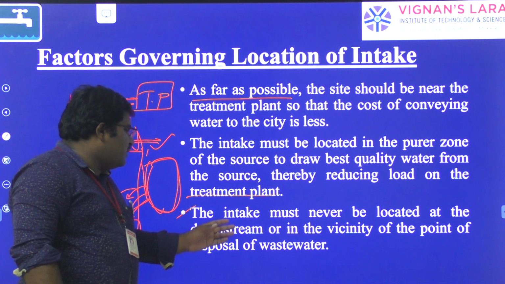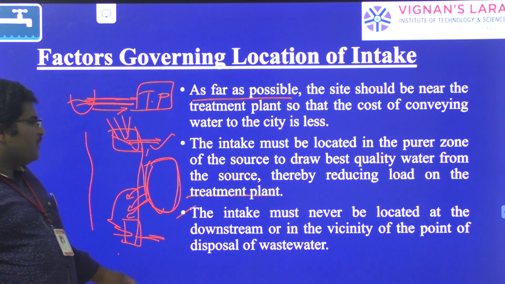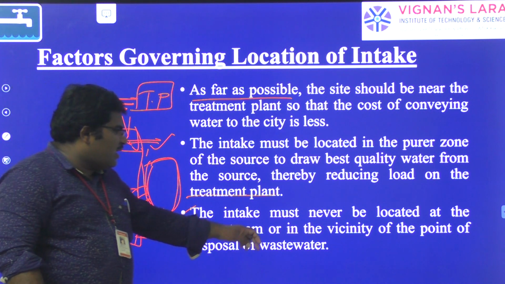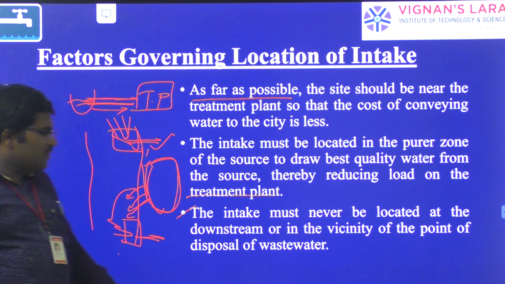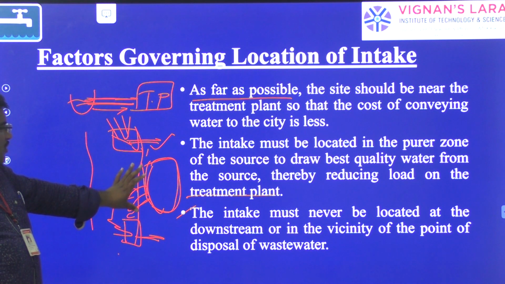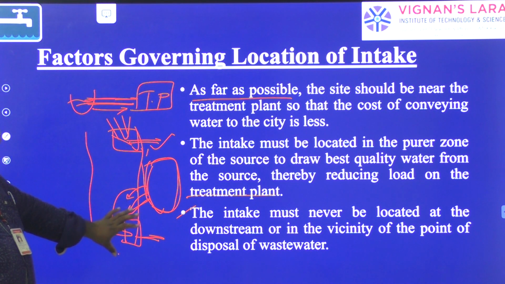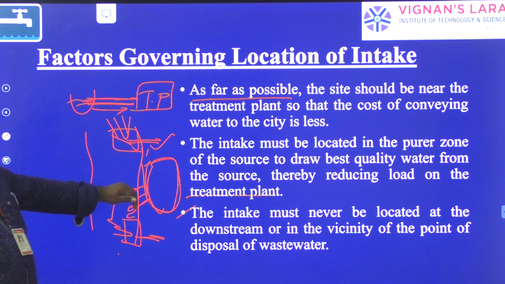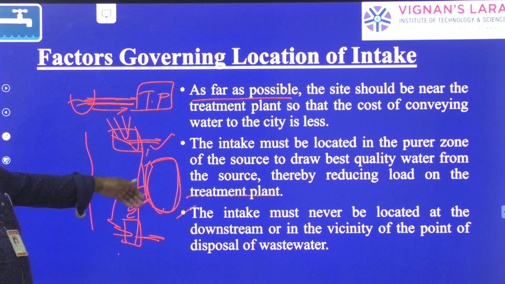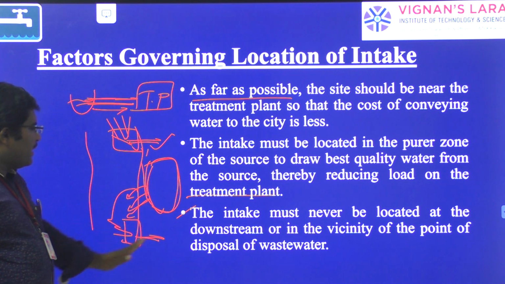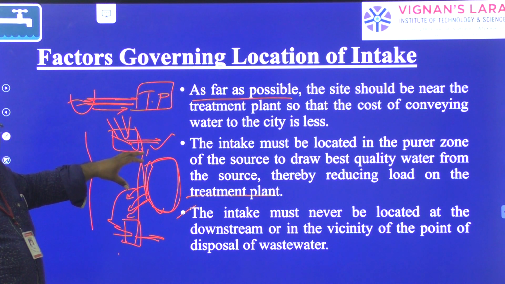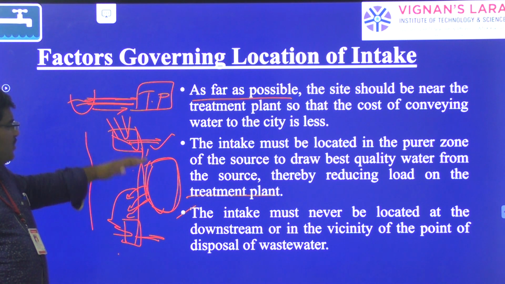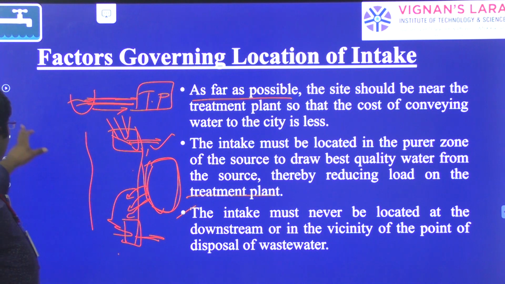Next, coming to the third point, the intake must not be located downstream of, or in the vicinity of, the point of disposal of wastewater. That is what we discussed. The intake should not be where we dispose the wastewater into the river. It should not be taken here. It should be far away, upstream of the disposal of wastewater.